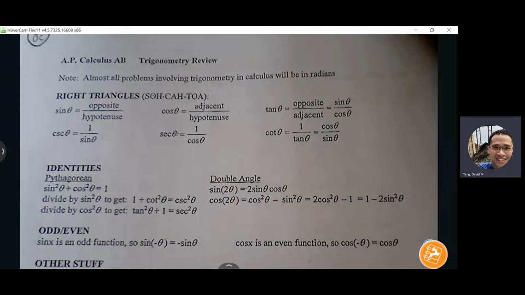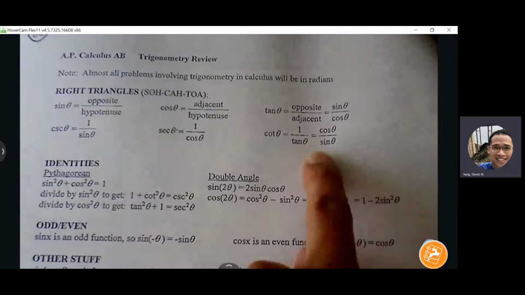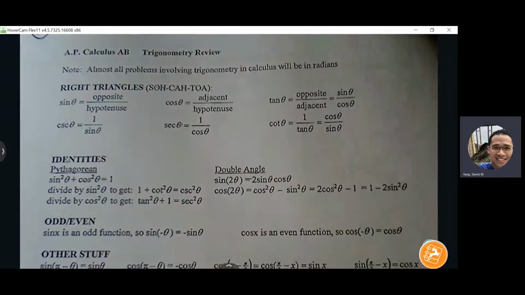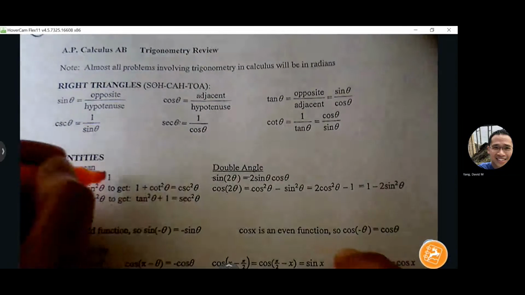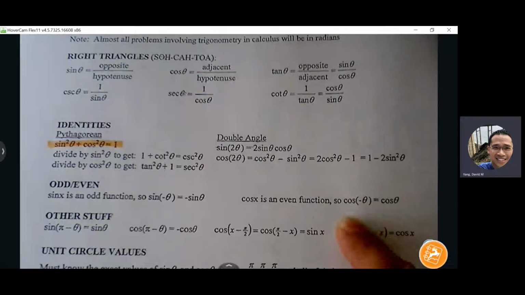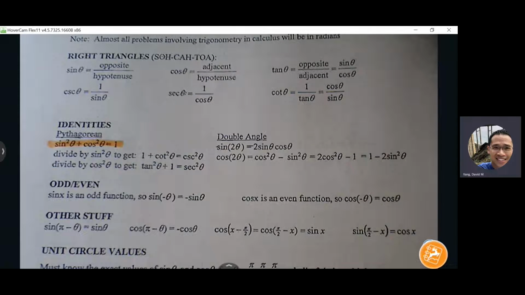relationships between all the trig functions and the reciprocal relationships, right? Sine and cosecant are reciprocals. Cosine and secant are reciprocals. Tangent and cotangent are reciprocals. Tangent is sine over cosine. Cotangent is cosine over sine. Okay, Pythagorean identities as well. That's an important one: sine squared plus cosine squared equals 1.